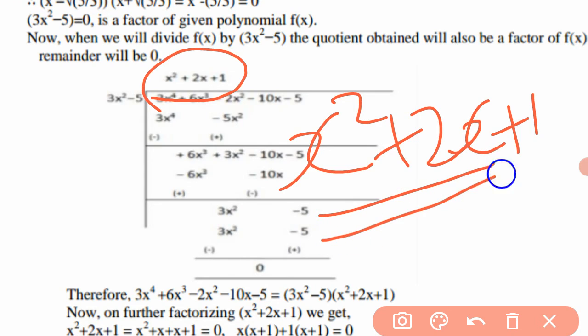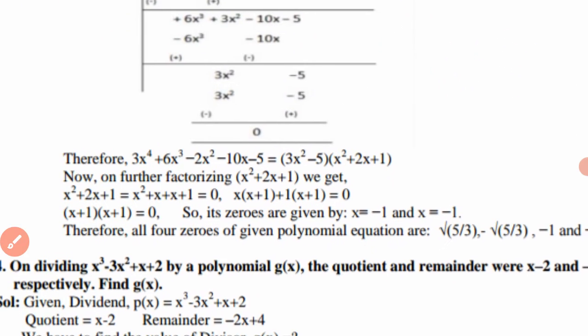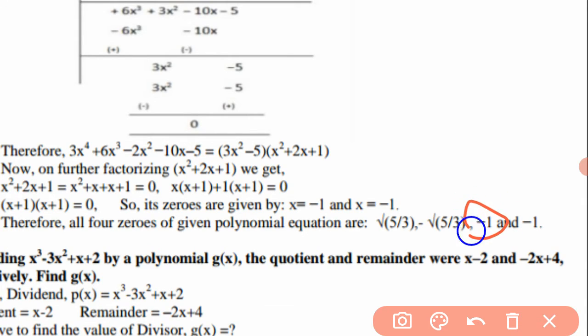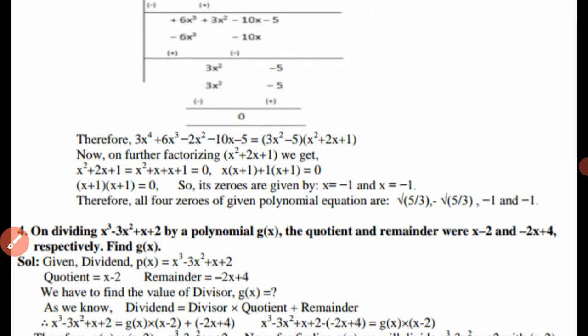From this we can find, by splitting the middle term, the two other zeros. So by finding the two other zeros, we will see that besides root 5 upon 3 and minus root 5 upon 3, the remaining two zeros will be minus 1 and minus 1. So in this way we can do this question. Here you have to use splitting the middle term for solving it.